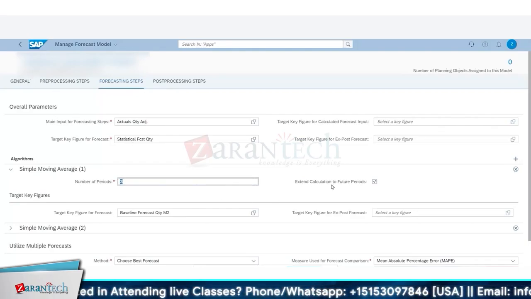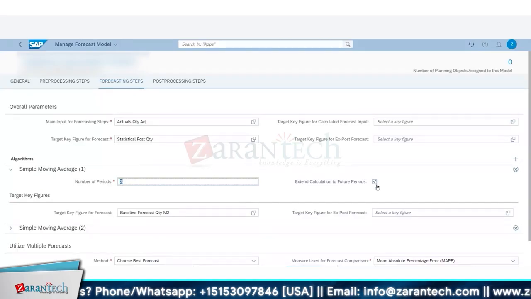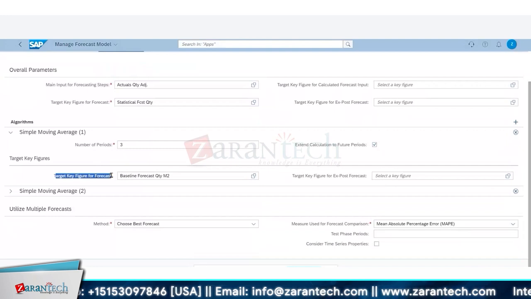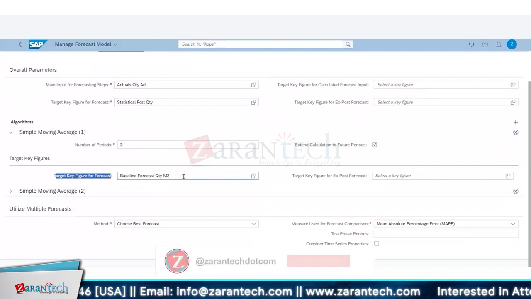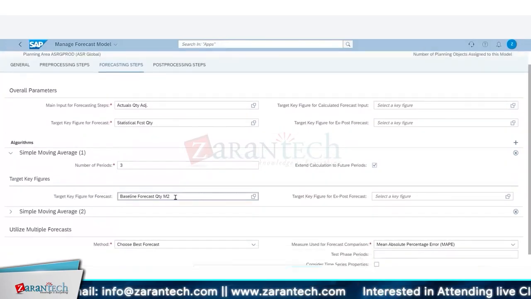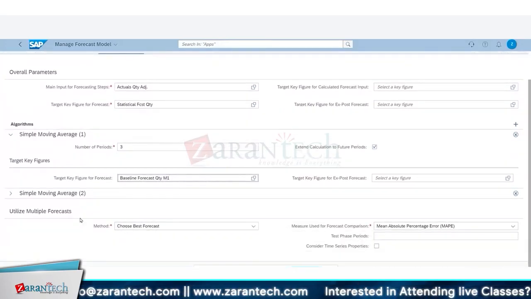And extend calculation for future period means it will keep extending 3 months for the future forecast calculation. So you just tick this. Now this is the first algorithm and you want to compare its result. So you put this as baseline forecast M1. First one. Now you again click on the plus sign.